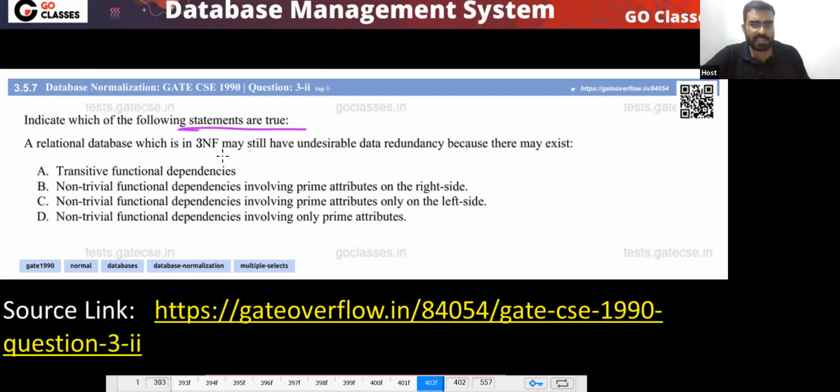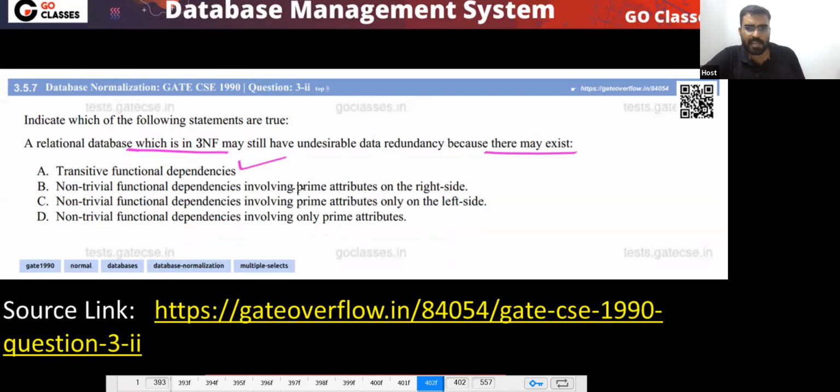Which of the following statements are true? A relational database in 3NF may still have undesirable data redundancy because there may exist, in 3NF, there may exist... So tell me, in 3NF, can we have transitive dependency? Yes, you can have. Correct? What about the next?